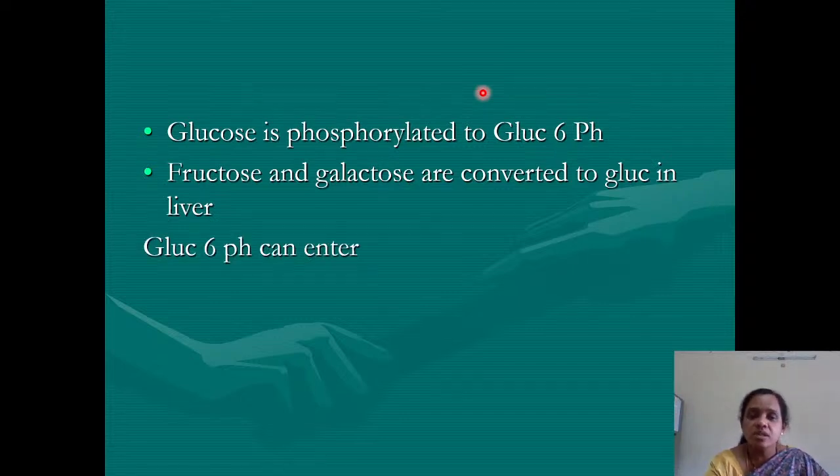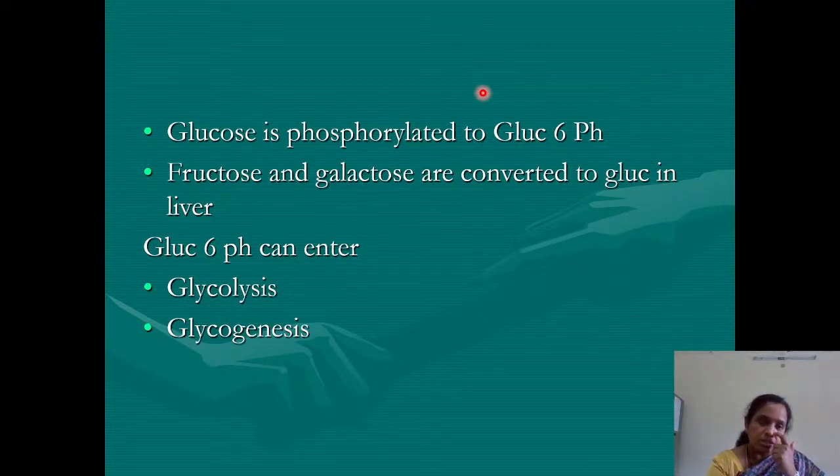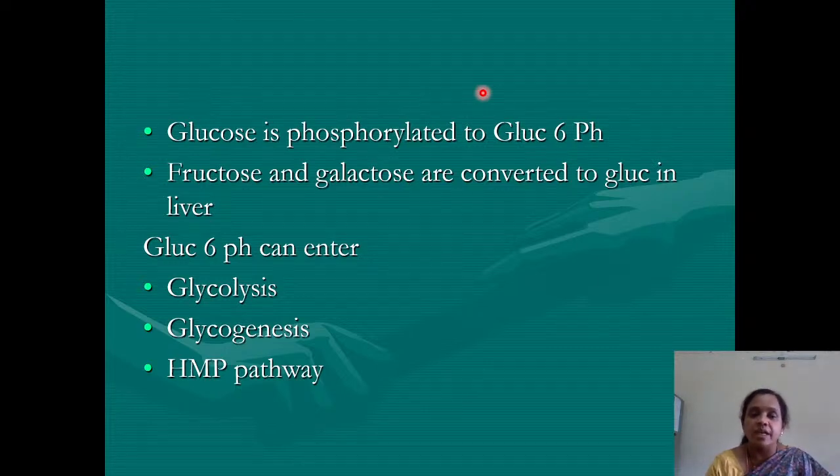Then the glucose 6-phosphate that is formed can have many goals to meet. It can undergo glycolysis and produce ATP and NADH, or if the glucose is very much in excess, it can get stored as glycogen by the process called glycogenesis, or it can go into the HMP pathway to produce reducing equivalents and ribose, where it will be producing NADPH+H+. So in the next class we'll talk about glycolysis.